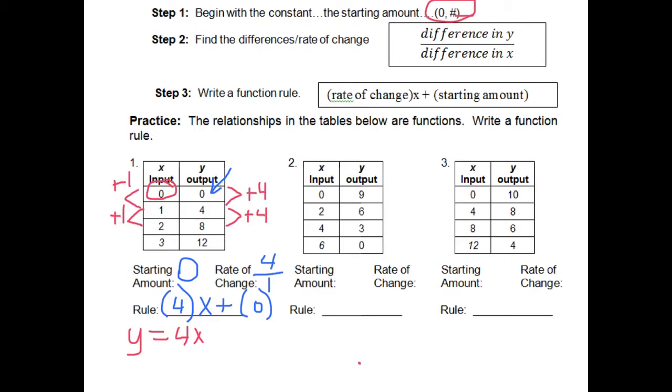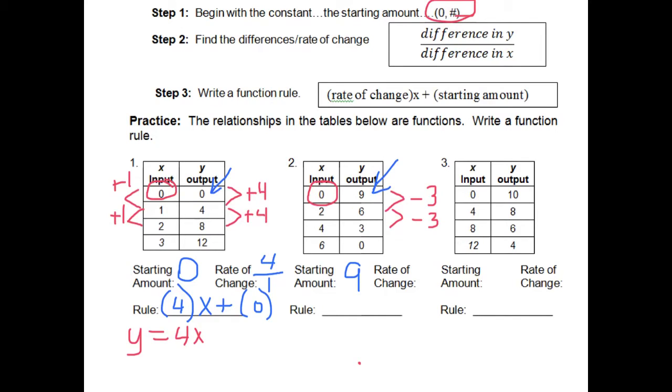Okay, so let's look at a second one. Step 1, begin with our starting amount. When our starting amount is when x is 0, our y is 9. So our starting amount is 9. Step 2 is find the differences in each column, finding our rate of change. So in this one, if we go from the 9 to the 6, is negative 3. If we go from the 6 to the 3, it's negative 3.